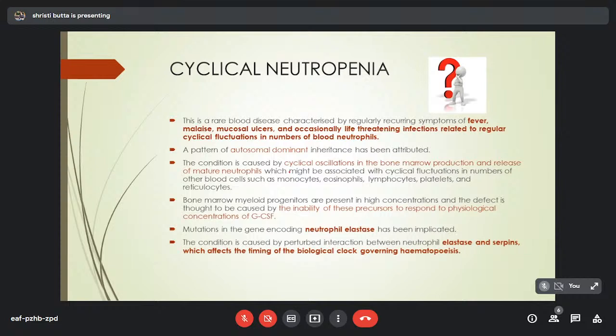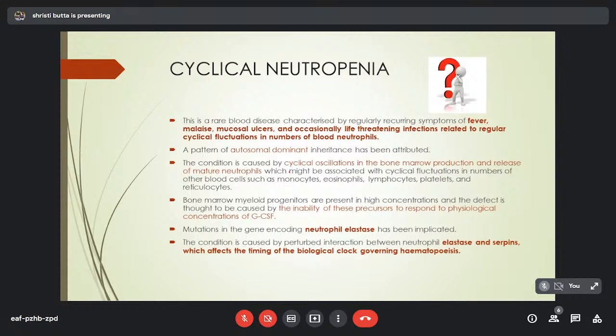Now, why does that happen? The reason behind it is the mutation in the gene encoding for neutrophil elastase. Remember the elane gene that we talked about in severe congenital neutropenia type 1? The elane gene was implicated in the production of neutrophil elastase. So mutation in the gene encoding for neutrophil elastase can also cause cyclical neutropenias.